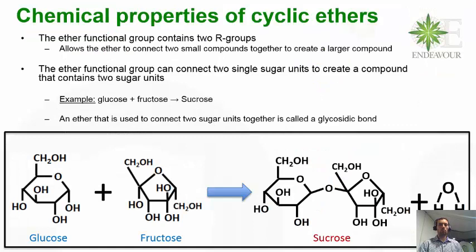So remember that I told you that the ether is a 2R group functional group, and it can actually be used to connect 2 smaller compounds and create a larger one. And this is how our small sugar units, single ones, can actually fuse together. So the example we've got here is where a single sugar unit glucose and a single sugar unit fructose actually fuse together to make a sugar called sucrose.